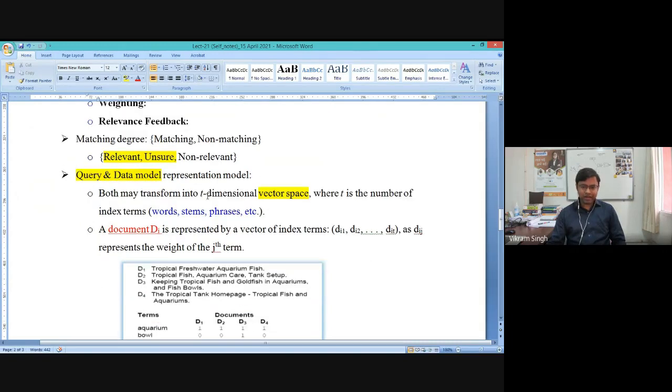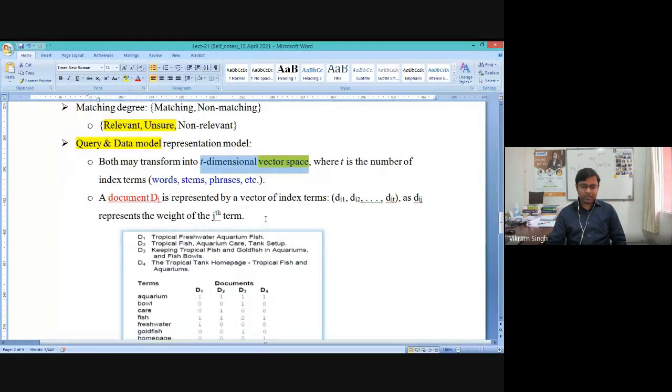Similarly, this t-dimension vector space is adapted for both query and data. Each document will be represented as a vector of index terms, right? So if you take any document di, it will be represented as di1, di2, up to dit, where dij represents the weight of the jth term. So along with the query term within the document, we are maintaining the weight, or the frequency, of each index term within a document, right?